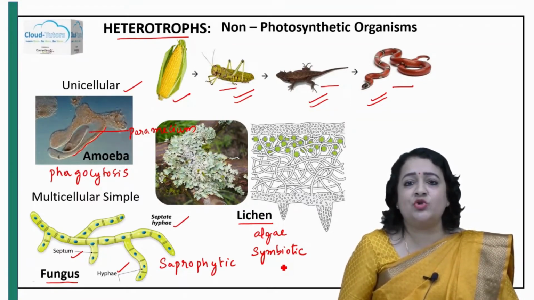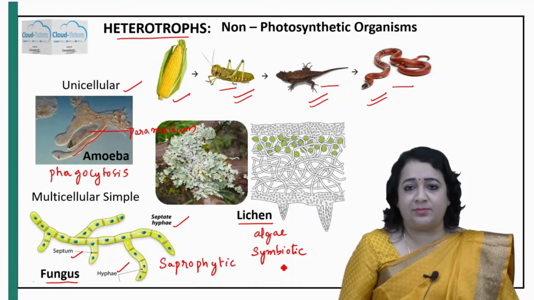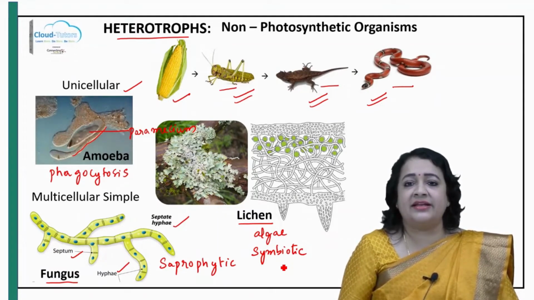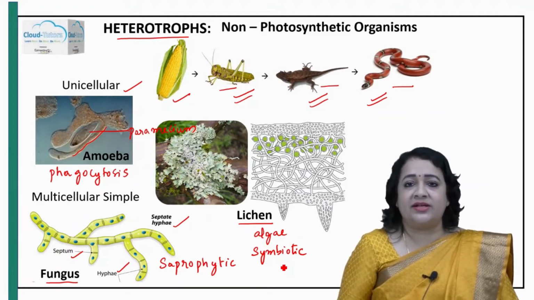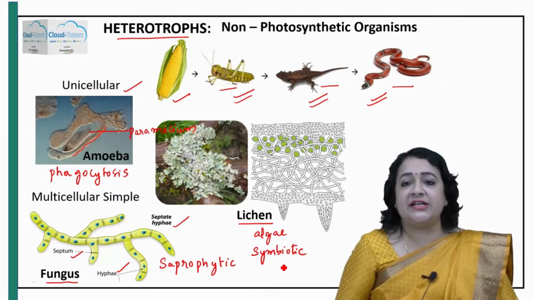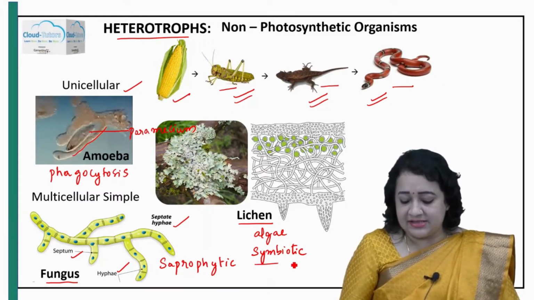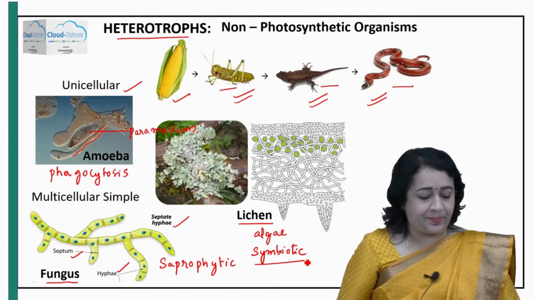So there is a mutualism between them. When I say mutualism, both get benefited here. Lichen gets the food and the algae gets the shelter and the moisture from the lichen. So there is a symbiotic relationship between them. So the mode of nutrition in case of lichen is called symbiotic, or symbiosis.